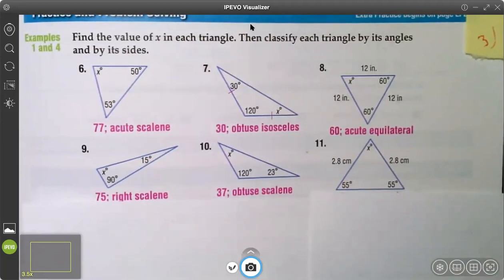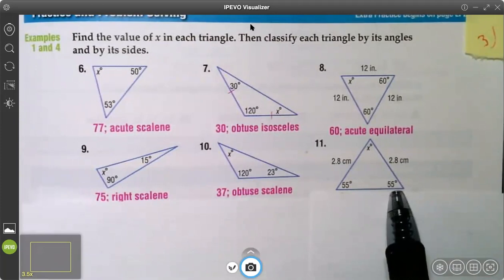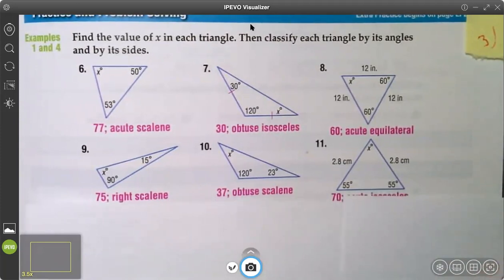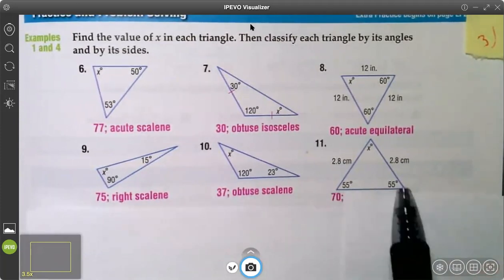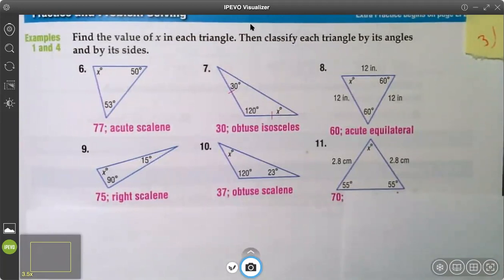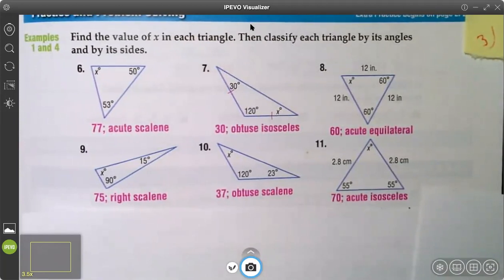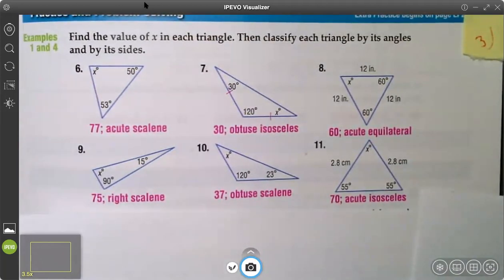On number 11, in my head, I kind of add up 55 and 55 and get 110, and then 180 minus 110 is 70. Or you could have put 180 minus 55 in your calculator to get 70. You have two angles the same. You have two sides the same. So it's isosceles, and all your angles are acute, so it's an acute isosceles triangle.